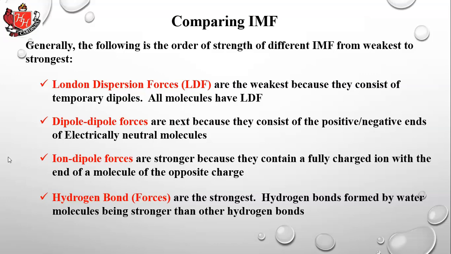The next weakest is dipole-dipole. They're next because they consist of the positive, negative ends of electrically neutral molecules. So in other words, they're not full 1 plus, 1 minus charges on those molecules. It's just kind of a positive charge, kind of a negative charge. So they're not quite that strong. Next, ion-dipole forces are stronger because they contain a fully charged ion with the end of a molecule of the opposite charge. So that's the water molecule being attracted to either a sodium or a chloride ion. And finally, the strongest are hydrogen bond forces. Hydrogen bonds formed by water molecules are stronger than other hydrogen bonds, as we saw in the previous slide.